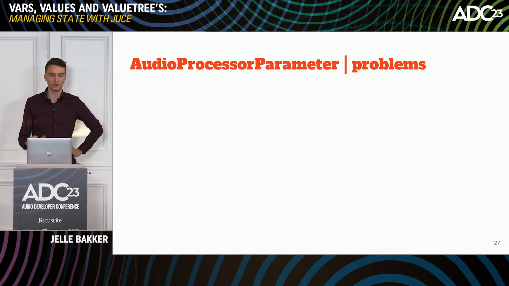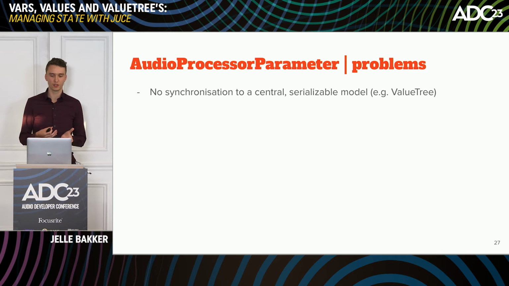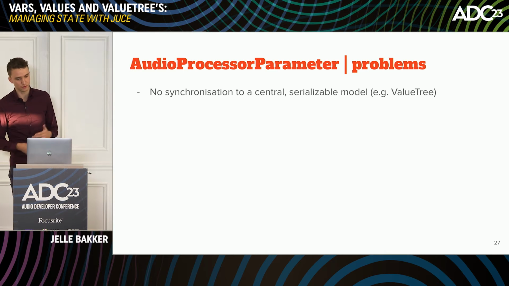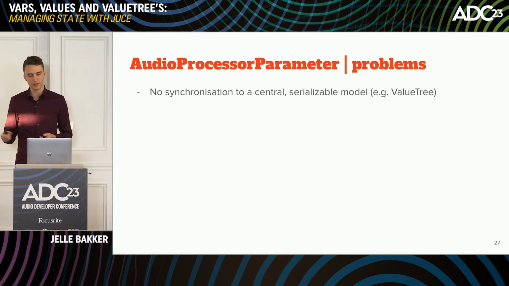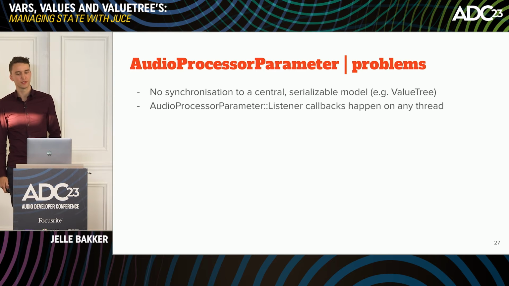There are a few problems if you just use this class as it is. First of all, there's no synchronization to any centralized model. So if you have all these parameters and you want to save them as an XML, JSON, or something, there's no state already there that you can serialize. You have to iterate through them yourself and then store them in a state. So that's the first problem. The second problem is, as I said, these callbacks where you get changes of the parameter. It can happen on any thread, so this can make it hard to implement your UI.